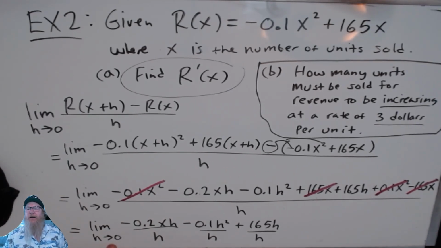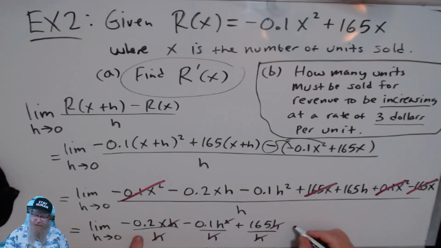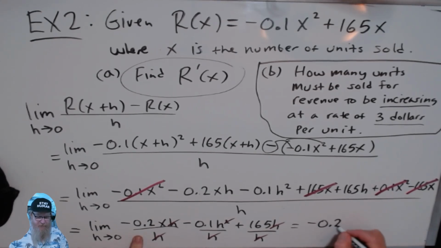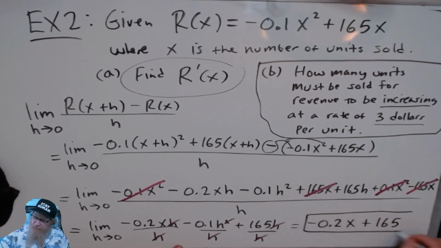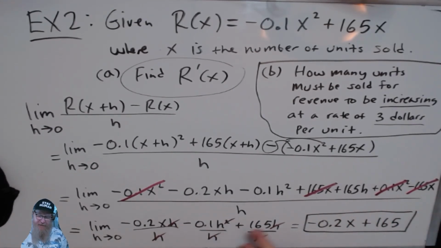H is going to 0. So let's cancel the H's. And then you're going to get negative 0.2x plus 165. So first I cancel the denominator h's, and then I cancel the middle h by setting it equal to 0. So notice this whole middle term becomes 0 here. So it's just gone completely.